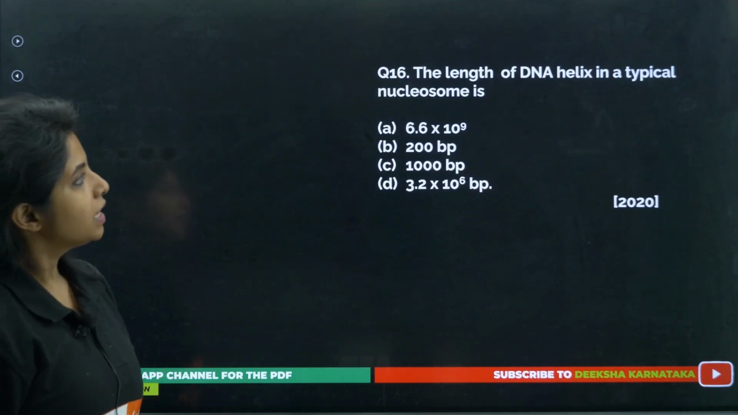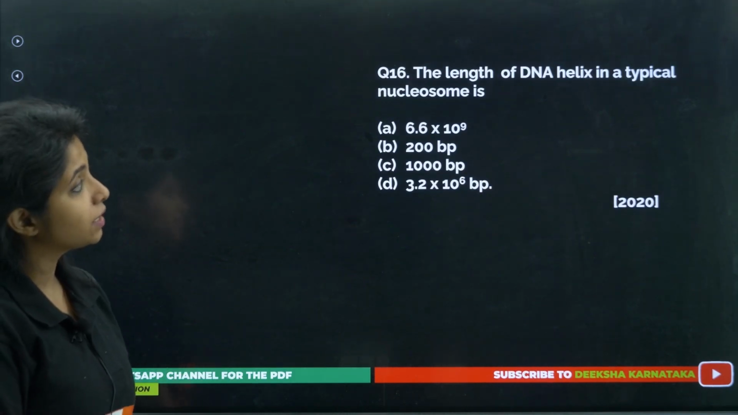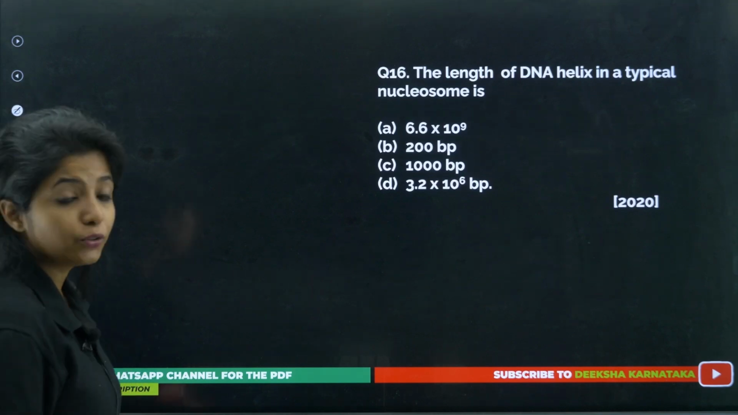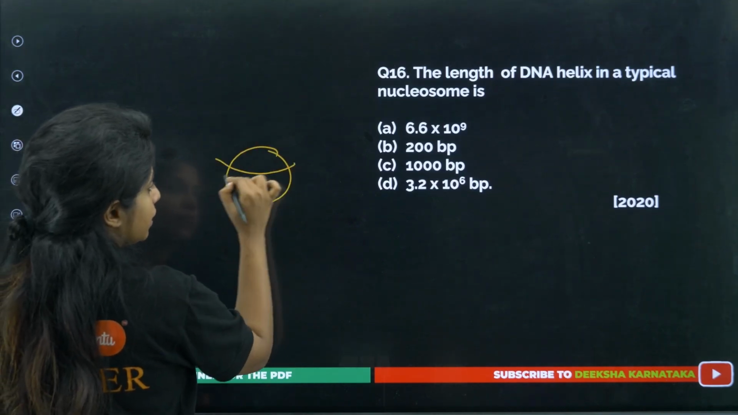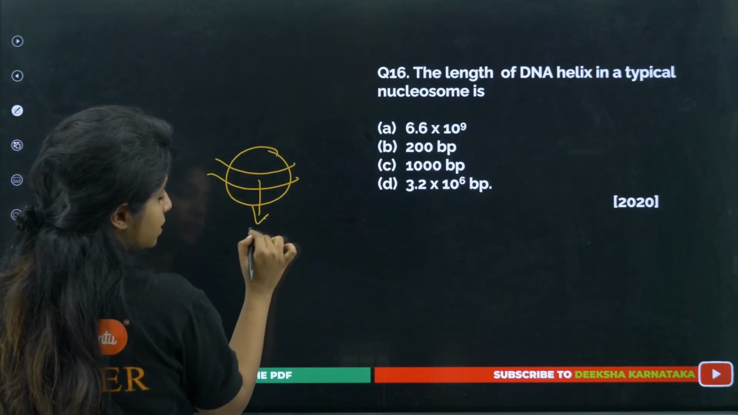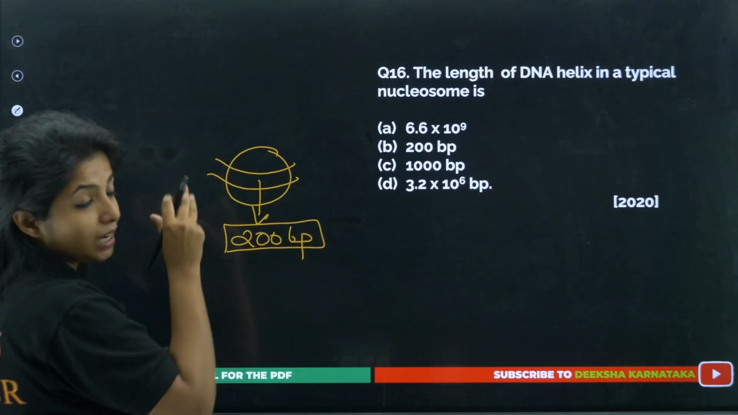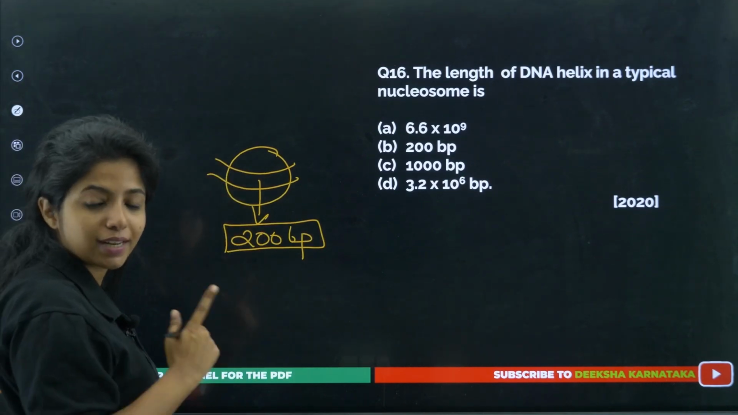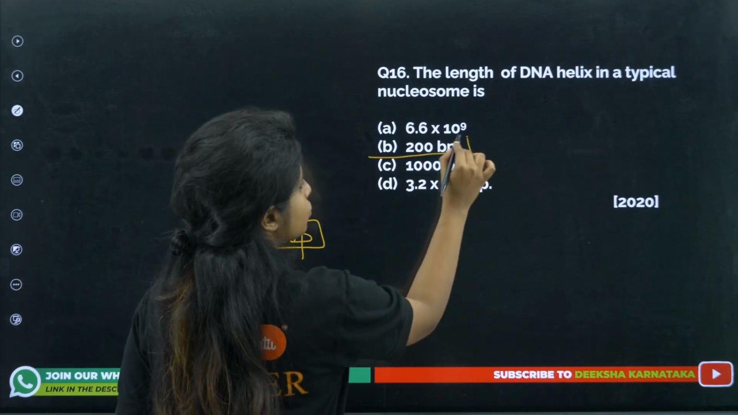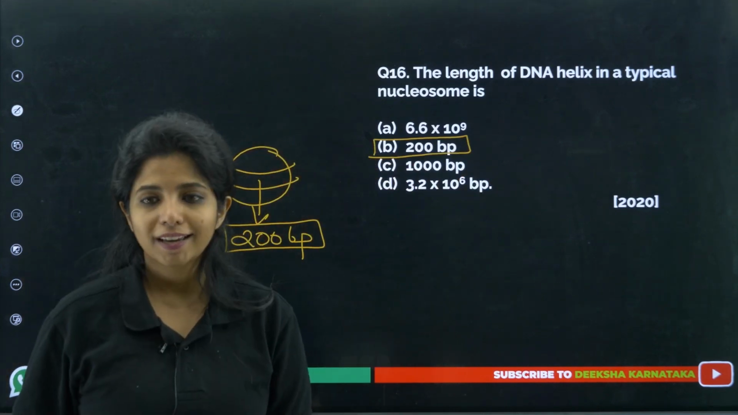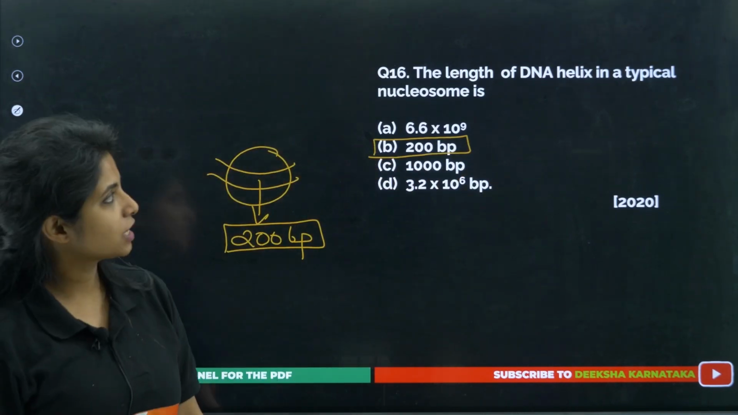Okay, next thing. Question number 16. The length of DNA helix in a typical nucleosome is, I told you nucleosome, in an octamer, the DNA base pairs, how many of them will be there? 200 base pairs. In a nucleosome they are asking, they are not asking about the entire DNA. So in a nucleosome it is 200 base pairs. This is a direct question.